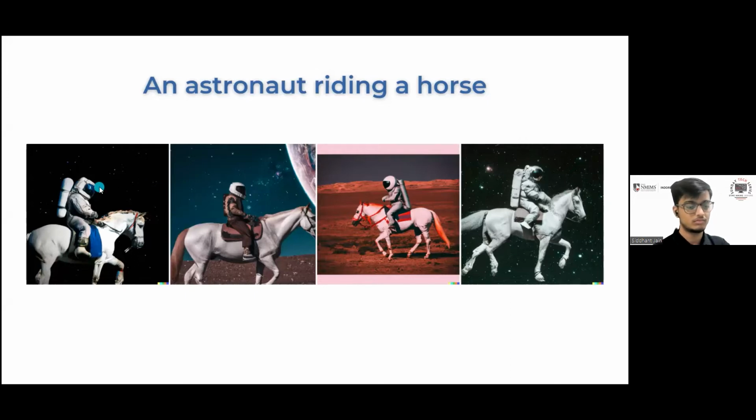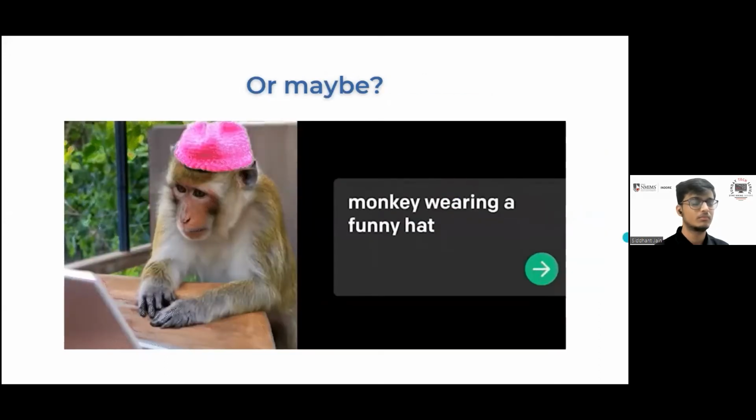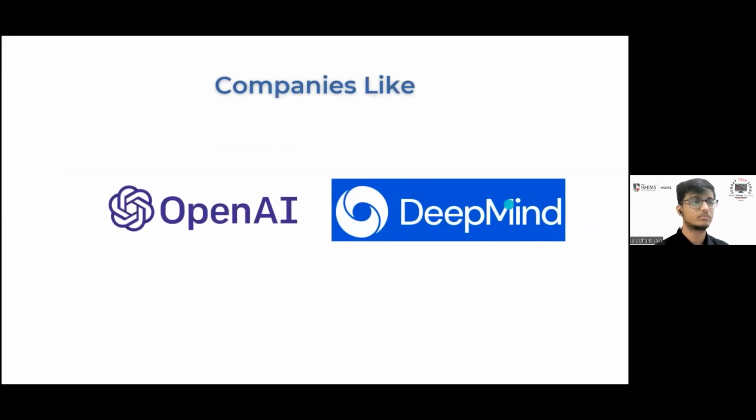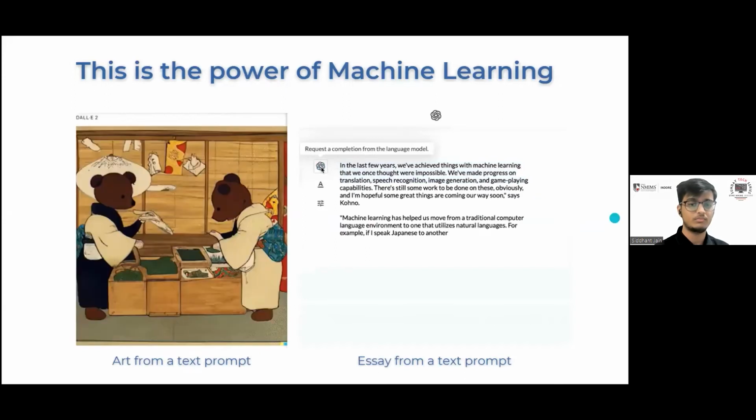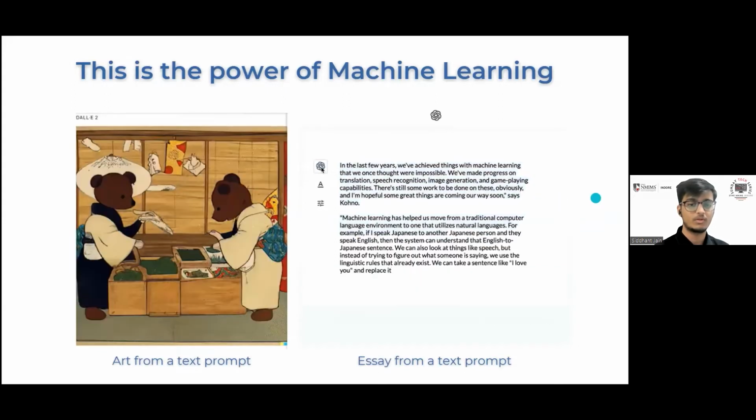This is what an AI agent called DALL-E 2 created based on our prompt, astronaut riding a horse. Maybe you're looking for something more interesting, like a monkey paying taxes or a monkey wearing a funny hat. You can think of any prompt and DALL-E 2 will convert it into a photorealistic image that has never appeared before. Research companies like OpenAI and DeepMind are creating numerous AI agents that can create art, literature, summarize your documents, and even write those tedious and boring assignments for you. Sounds interesting, right? All of this is not directly machine learning, but it all started with machine learning.